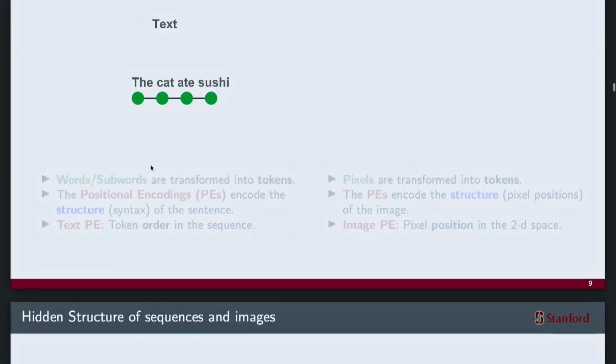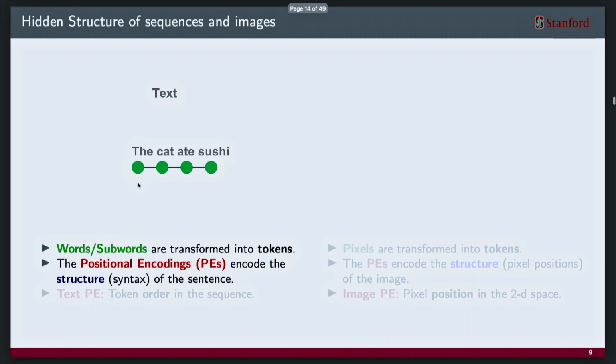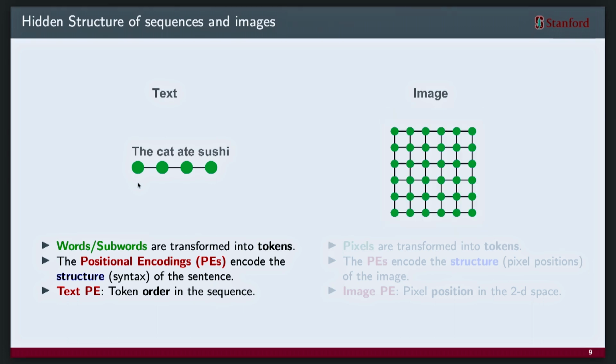So what happens in the transformer? The transformer takes the words or subwords and represents them as tokens. Then it encodes the structure of the sentence, or in other words, the syntax, using positional encodings. So the text positional encoding encodes the order of the token in the sequence. And something similar happens when we look at images. We can consider an image as a set of pixels, and if we do so, we will see that these pixels have a hidden graph structure, and this is the grid graph. Again, long story short, we have pixels that are connected to nearby pixels.